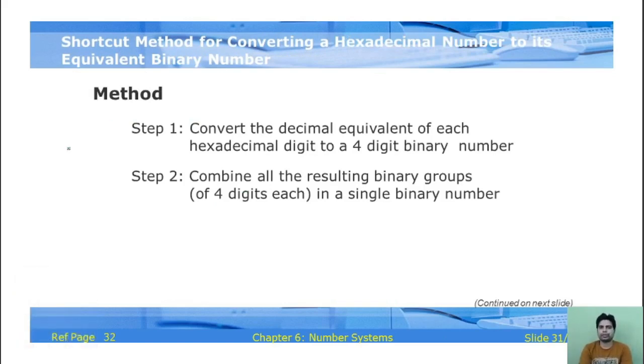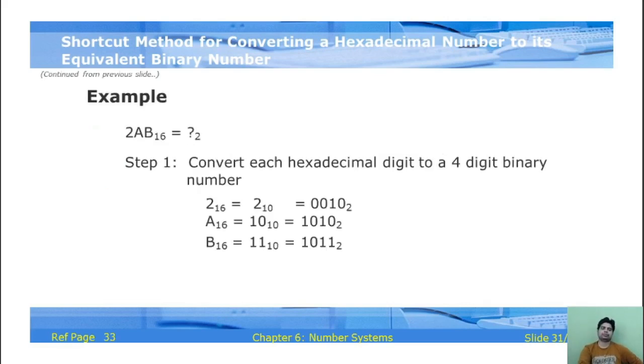Next, the shortcut method for converting a hexadecimal number to its equivalent binary number. The method is: step 1, convert the decimal equivalent of each hexadecimal digit to a 4-digit binary number. Step 2, combine all the resulting binary groups of 4 digits each into a single binary number. Clear? Yes, again this is an important concept, the shortcut method for converting a hexadecimal number to its equivalent binary number.